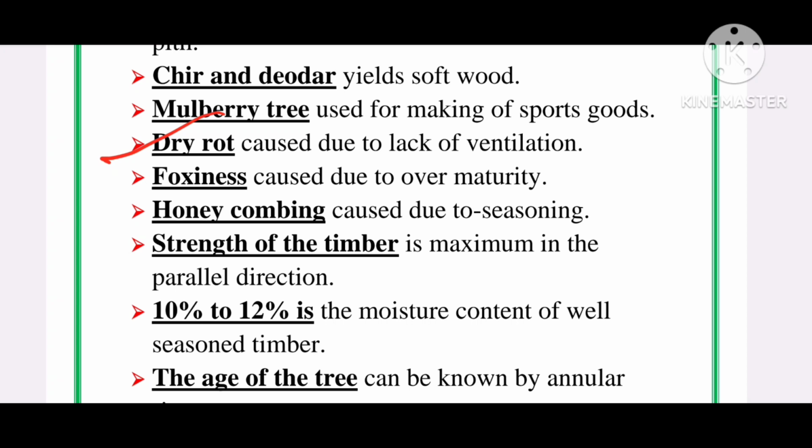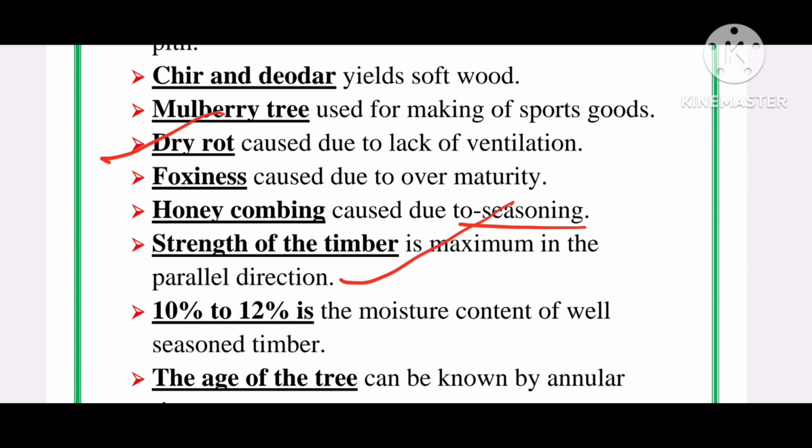Next is foxiness. It is caused due to over maturity. Next is honeycombing, caused due to seasoning. Next, the strength of the timber is maximum in the parallel direction.